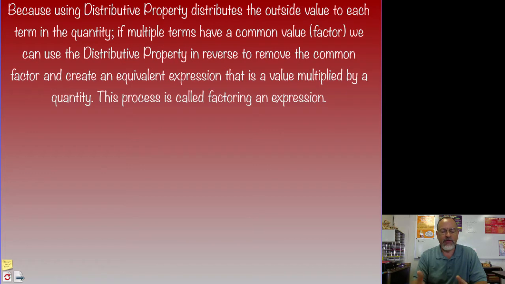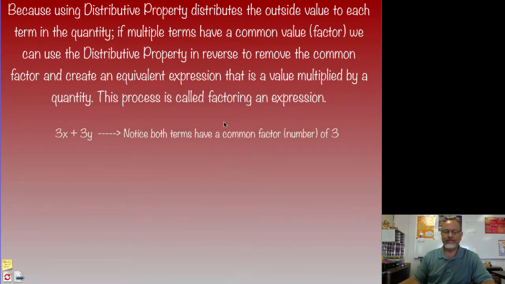And remember, a factor is just a number that we use to multiply together. Well, if we know we can multiply a number times another number and get an answer or a product, we should be able to go backwards and take out one of the factors and create a multiplication problem. Okay, so that's kind of what factoring is. Let's take a look at some examples, and maybe that will help clear things up.